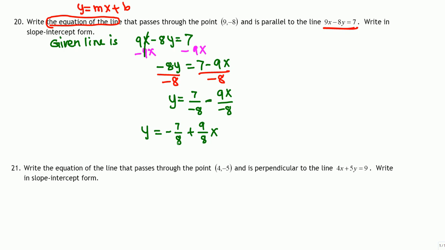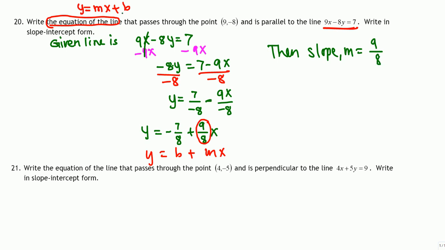So we wrote b first. We should have written this at the back. In any case, y equals mx plus b. So 9 over 8 is the slope of the given line, and our line is parallel to this line, so the slope of our line will be the same. Then the slope of our line, m, is 9/8.